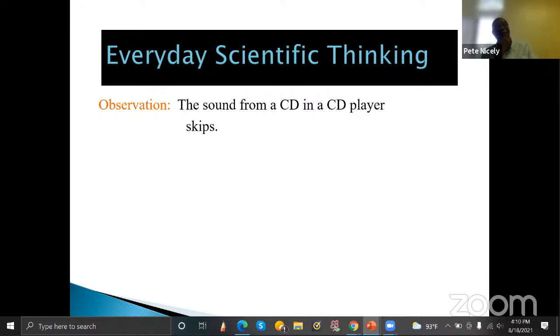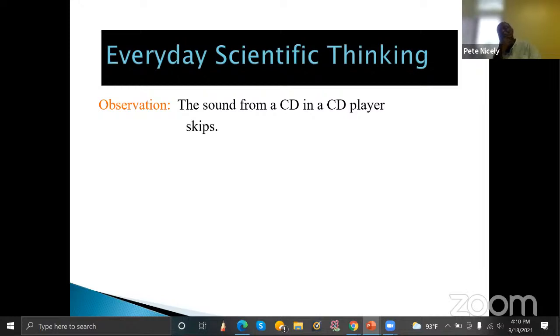So the question now becomes, what's the next step? And if you go according to the scientific method, the next step is the experimentation, where you're going to try to test to see what is wrong. Well, actually, I'm sorry, I misspoke. Not the experimentation. The hypothesis is the next step. So the hypothesis is, of course, a tentative, reasonable explanation as to why the sound from the CD skips when you try to play it.